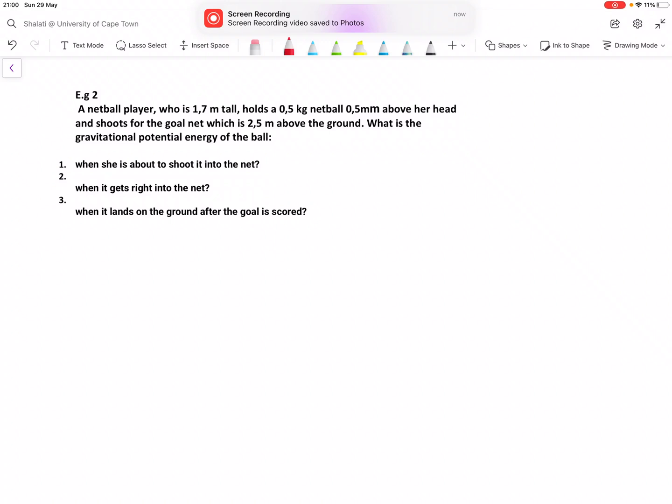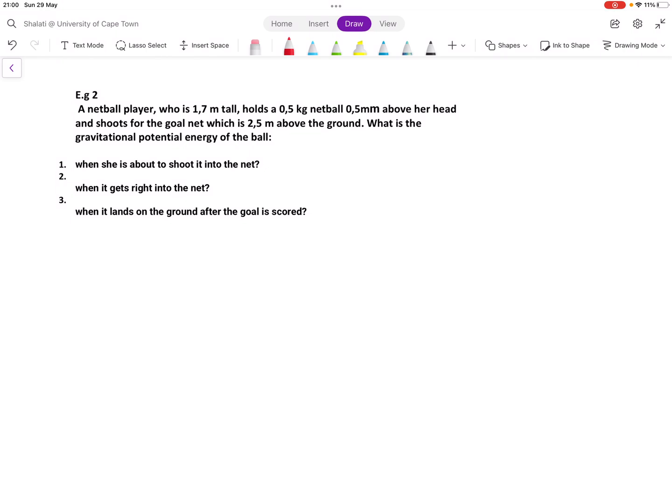So let's look at this example. Feel free to pause the video and see if you can try it out by yourself, okay? This is the second example for gravitational potential energy, grade 10. They say a netball player who is 1.7 meters tall holds a 0.5 kilogram netball.